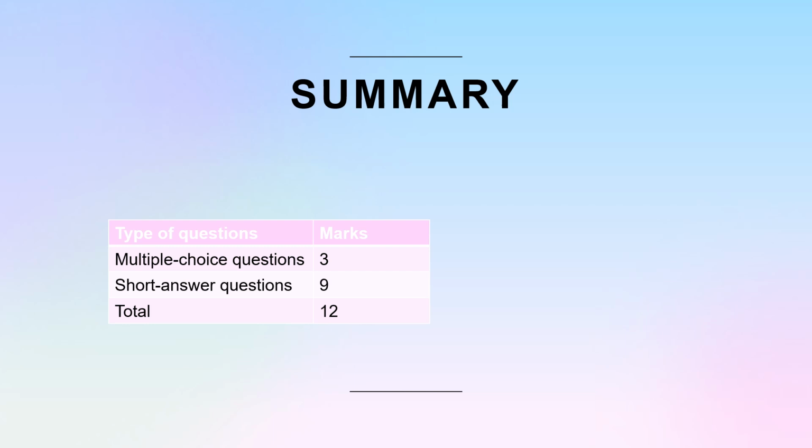There are 3 multiple choice questions worth 3 marks, and 1 short answer question worth 9 marks in this section. The overall score for this section is 12 points. With a total possible score of 120 points, the percentage for this section is 10.0% of the total score.